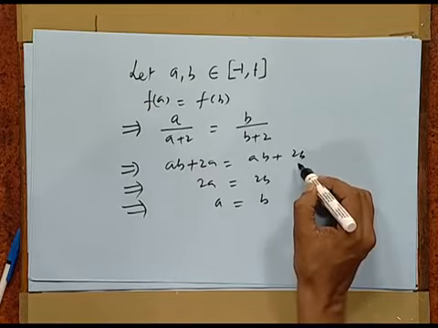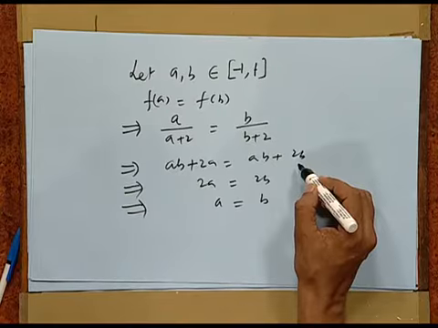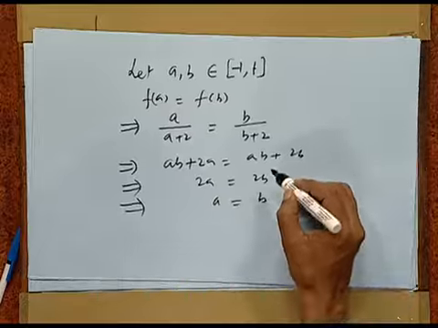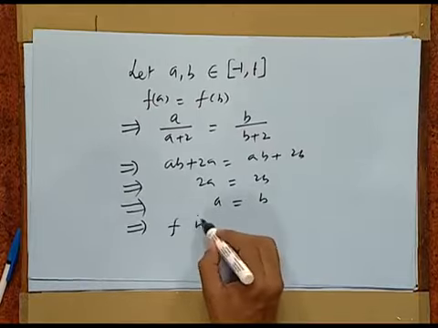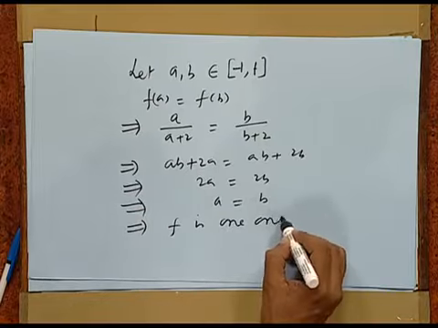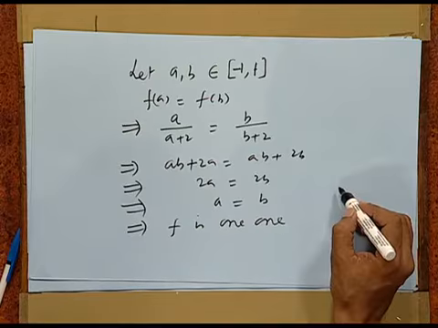Thus we see, starting from f a equal to f b, after some implications, finally we get a equal to b, and hence we can say f is 1-1. Thus we have shown that the given function is a 1-1 function.